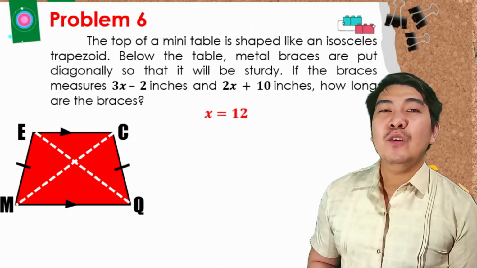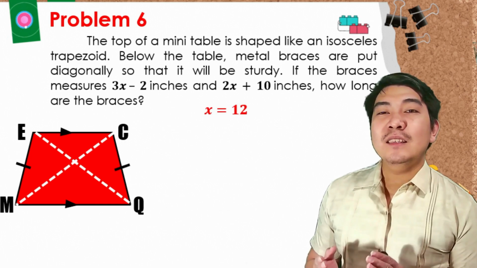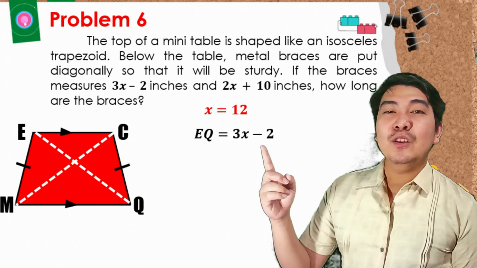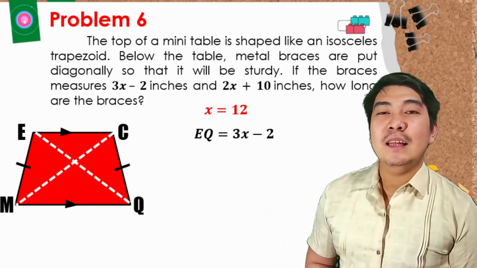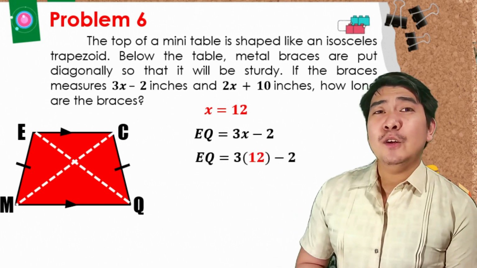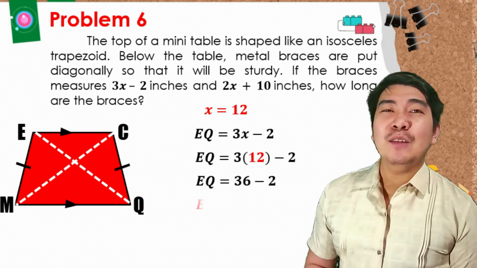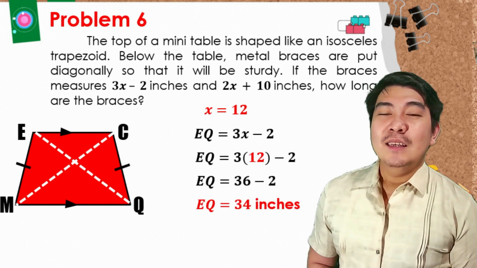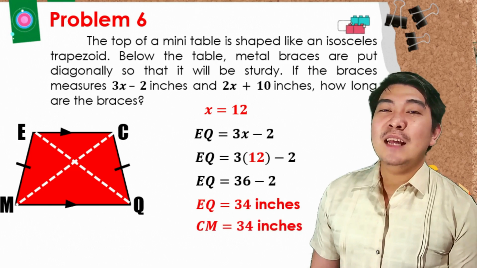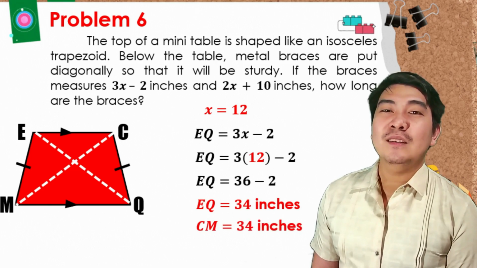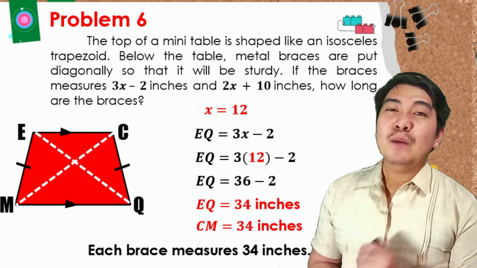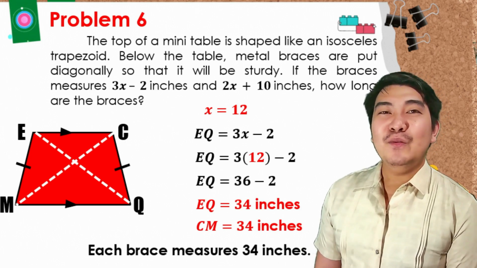So out of the value of x which is equal to 12, kuha tayo ng isang expression na equal kay diagonal. So let us have diagonal EQ that has the measure 3x minus 2. Substitute lang natin. So if that will be the case, we now have 3 times 12 minus 2. 3 times 12 is 36 minus 2. That will now be 34 inches. Since the diagonals are congruent, if EQ is 34 inches, we can say that the length of CM is also 34 inches. So therefore, we can say that each brace of our isosceles trapezoid mini table measures 34 inches.